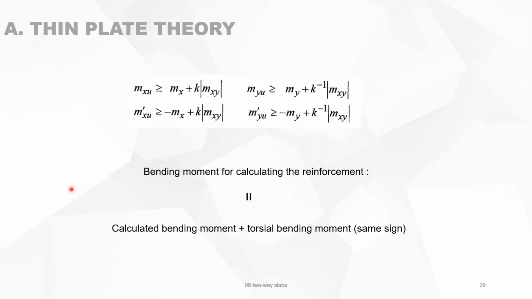We solve this problem in a very easy way by stating that the bending moments for calculating the reinforcements are equal to the calculated bending moments, plus at that location you add up, in absolute value or with the same sign, the torsional bending moments. This is an upper limit. So then you will make no mistakes or underestimate the reinforcement bending moment.